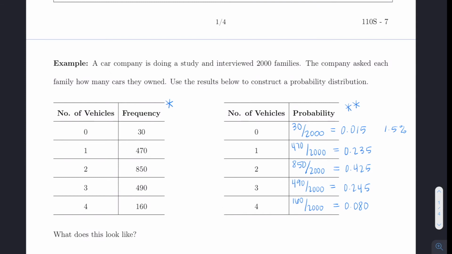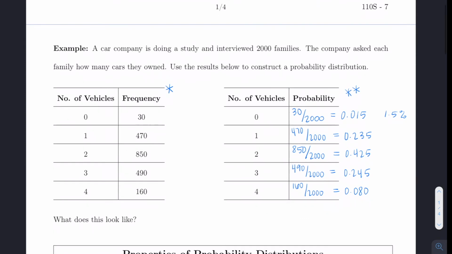And for this question down here, what does this look like? It is essentially the exact same thing as a relative frequency table. Essentially it is a relative frequency table, but we're calling it a probability distribution now.